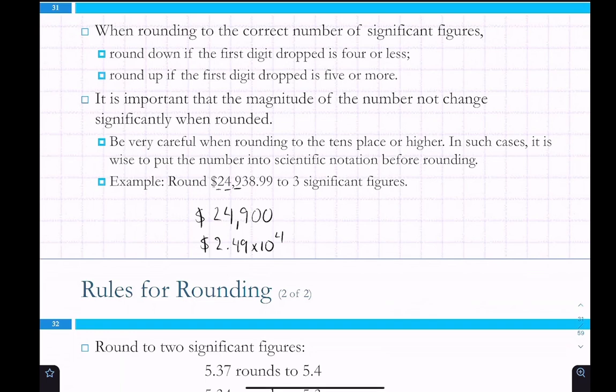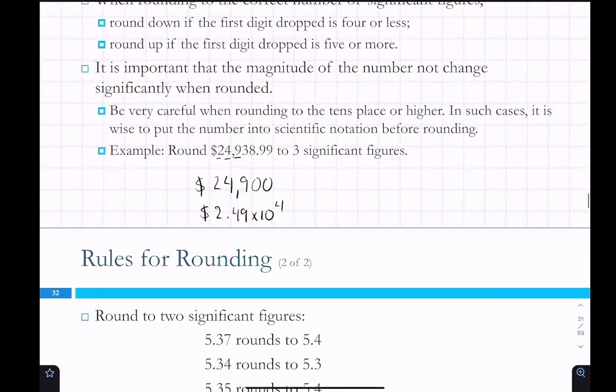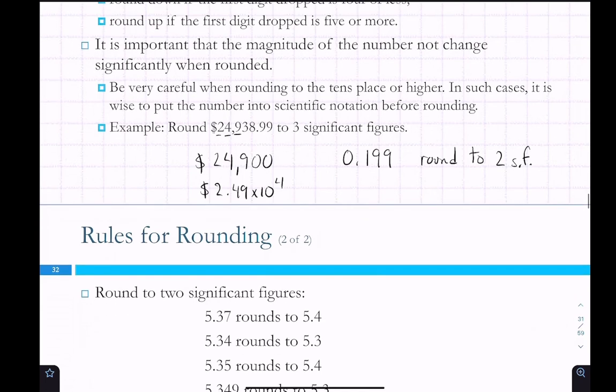And just to give an example of how this kind of thing can happen. If you have 0.199 and you need to round to two sig figs, what happens? Yeah, so we're going to keep these two numbers, but that means that the 9 is going to round up to 10, so this is going to be 0.20. That would be our correct two sig figs. And sometimes that can happen with a whole chain of nines. So if it rounds up, then you just carry it over. Don't forget to carry the one.